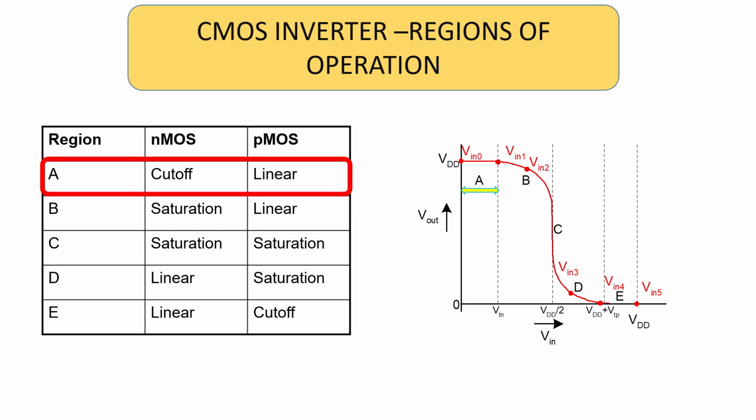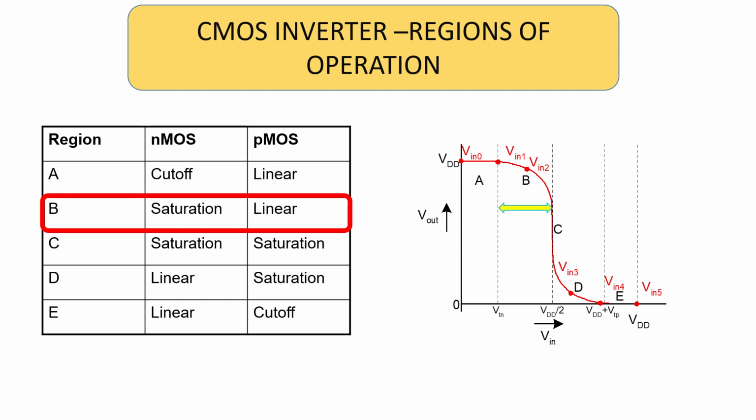The operation of the CMOS inverter can be divided into 5 regions. The figure shows the DC transfer characteristics of the CMOS inverter. Region A is the region where Vin is greater than or equal to 0 and less than VTN. Here, the N device is cut off and the P device is in the linear region. Applying the current equation for cutoff and linear, we obtain that the output voltage Vout is equal to VDD.